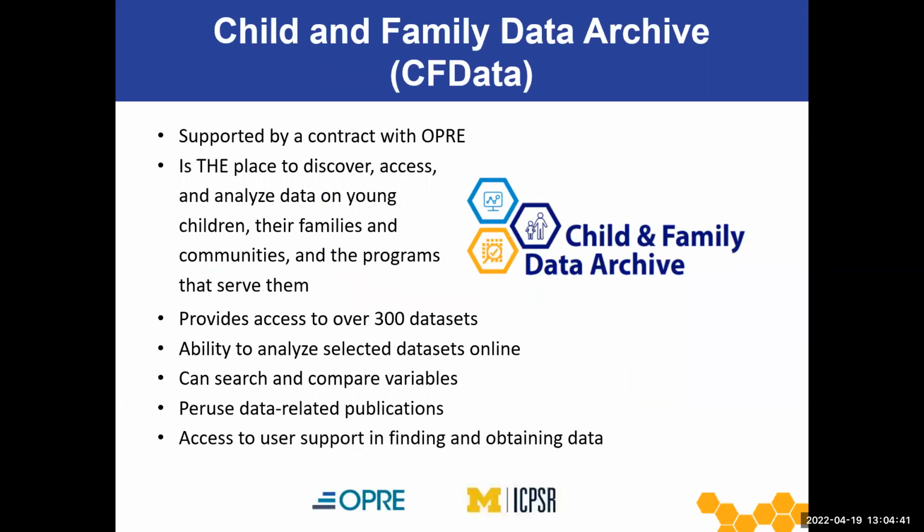This webinar is hosted by the Child and Family Data Archive, also known as CFData, which is where you go to access the FACES 2019 data. CFData is supported by a contract from OPRE and housed at ICPSR within the University of Michigan. It is the place to discover, access, and analyze data on young children, their families and communities, and the programs that serve them. Users are able to access over 300 data sets with the ability to analyze select data sets online. You can also search and compare variables and peruse data-related publications. And of course, user support is available to assist users in finding and obtaining data. I will go into more detail about the archive later in the webinar.